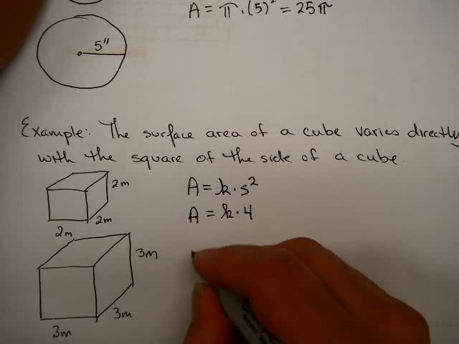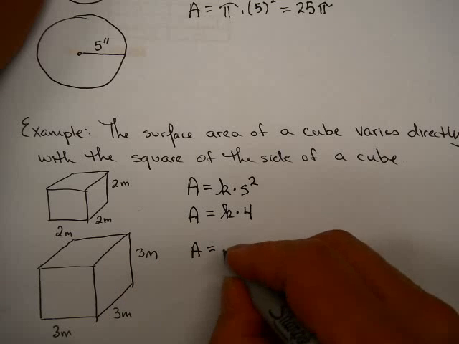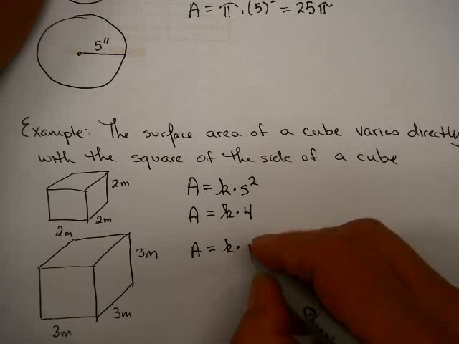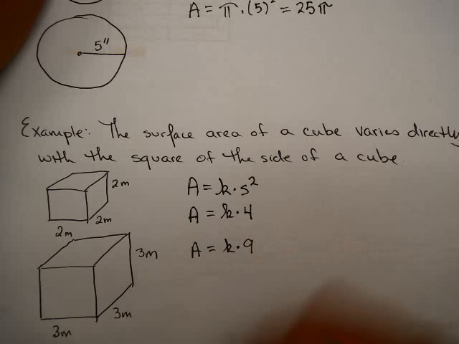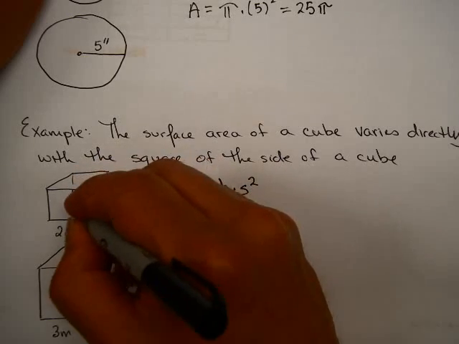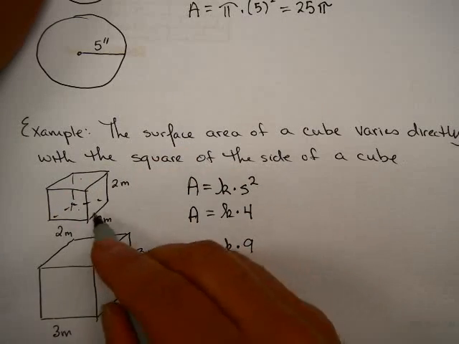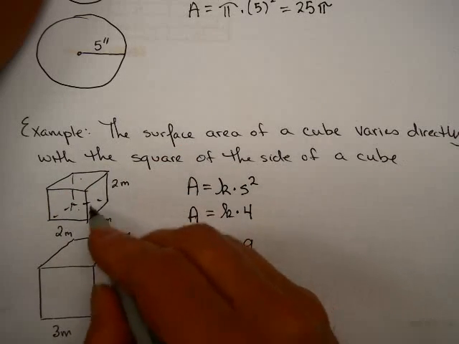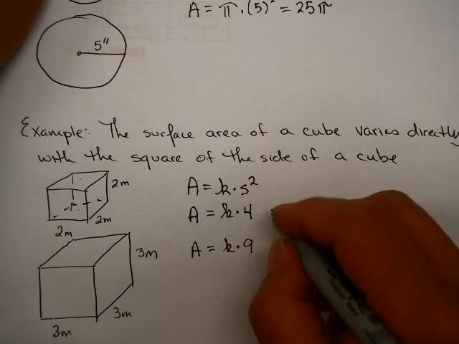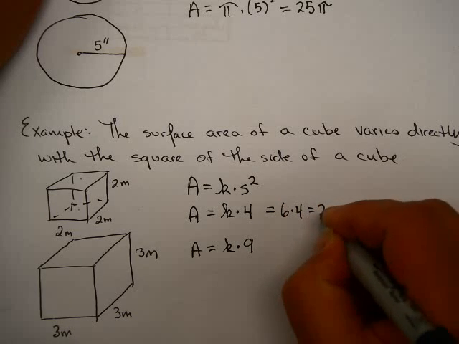And here I'd have area equals K times 3 squared, which is K times 9. And in both of these cases, we know that there are 1, 2, 3, 4, 5, 6 of these. So each side has area 4 squared in the first case. And so the area would be 6 times 4, or 24.